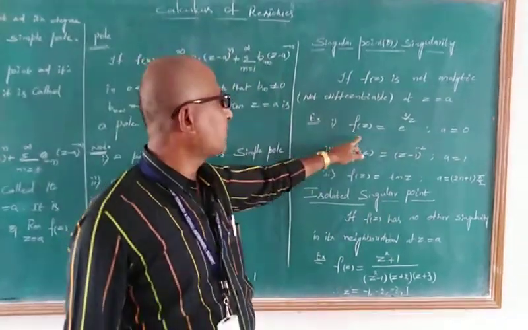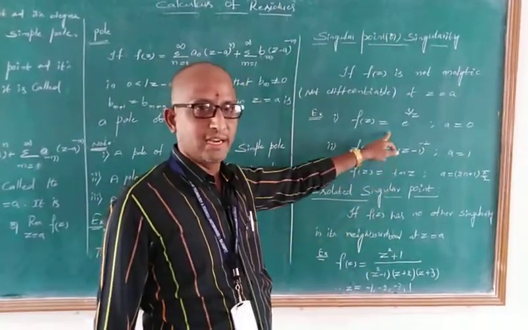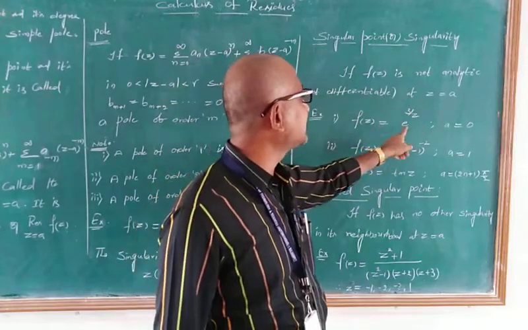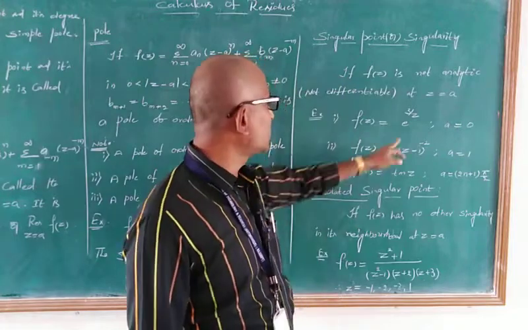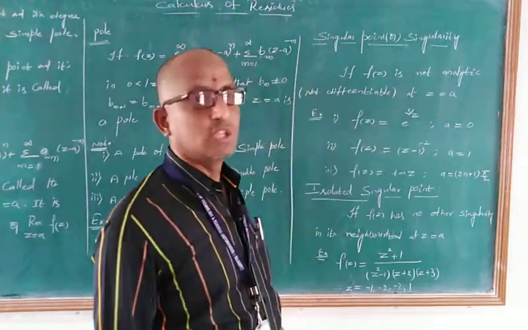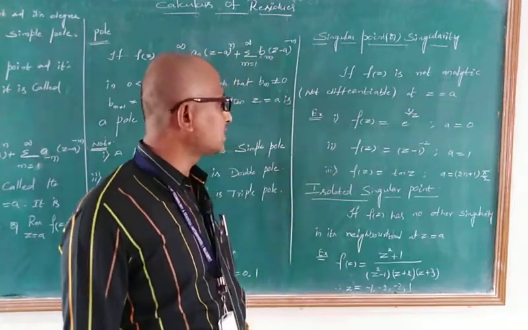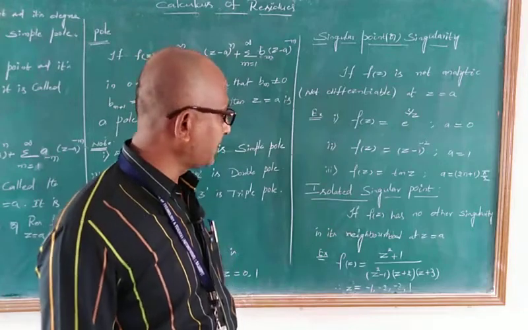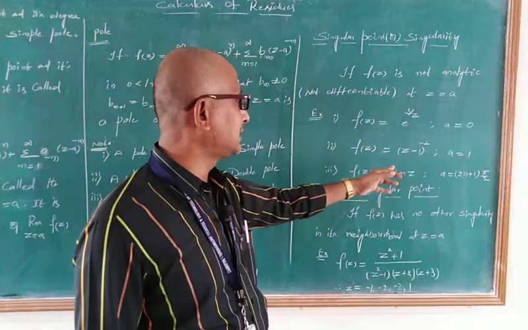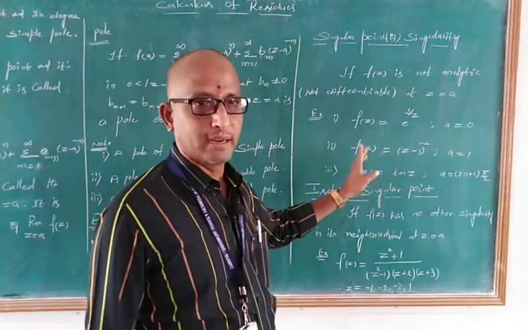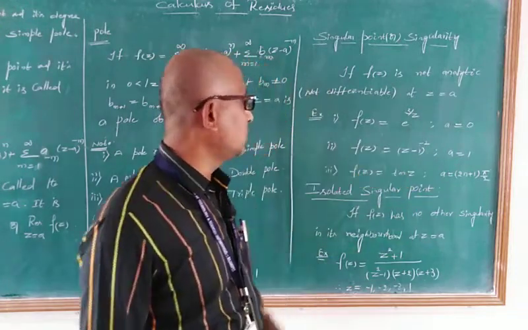Example, f(z) = e^(3z) is not analytic at z = 0, that is a = 0. So, a = 0 is the singular point or singularity. Second example, f(z) = (z − 1)^(−2) is not analytic at z = 1, that is a = 1. So, a = 1 is the singular point.